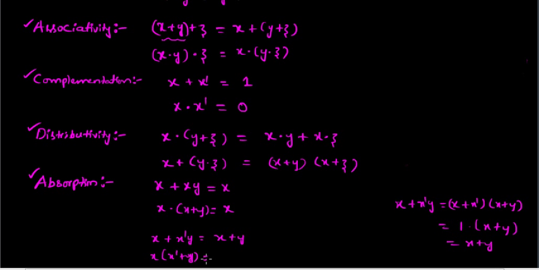And if you see the same here, it can be written as x times y. It can be proved easily. X times x bar plus x times y. X times x bar is 0, so 0 plus xy is xy.